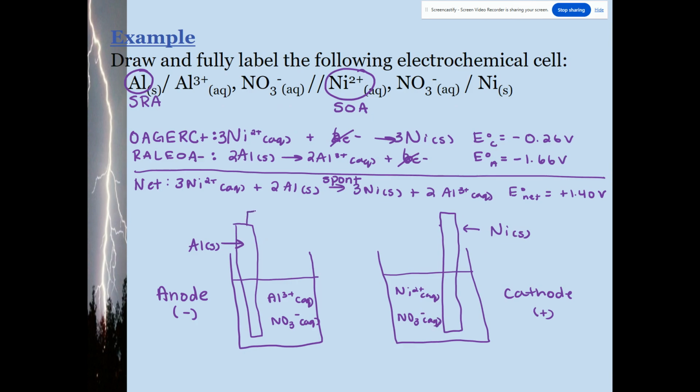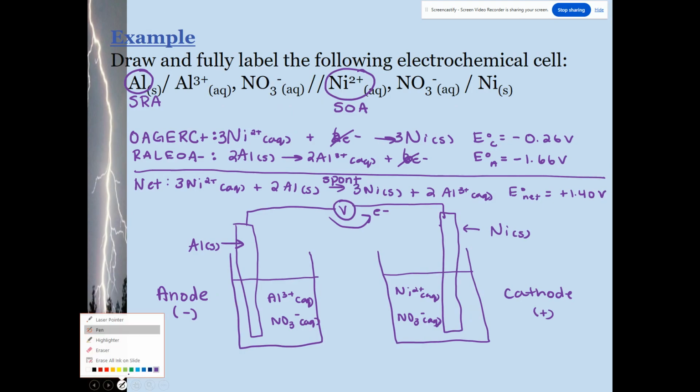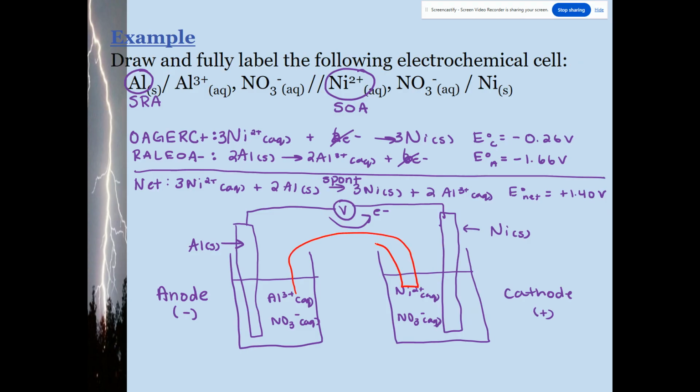Now, I need a wire connecting the 2 electrodes, and the electrons are always flowing from the anode to the cathode. Then you have something called a salt bridge, which is a glass U-tube that gets connected between the 2 cells to allow the ions to move between them. I don't like that it looks like my electrons are in the salt bridge, because they're not. The electrons are moving through the wire, okay, the external wire. The salt bridge is to allow for the ions to flow between the 2 solutions.